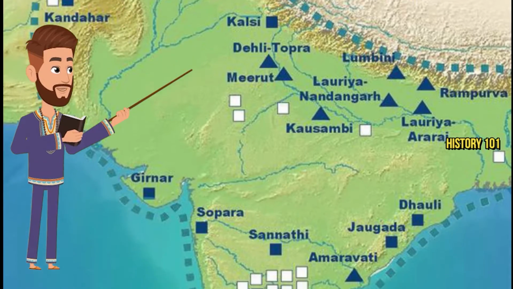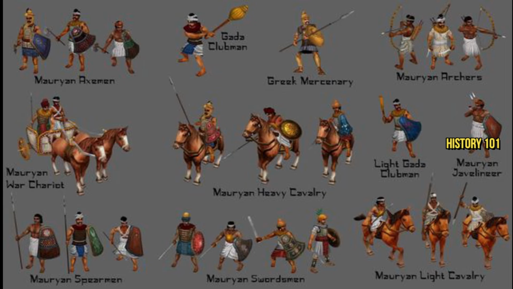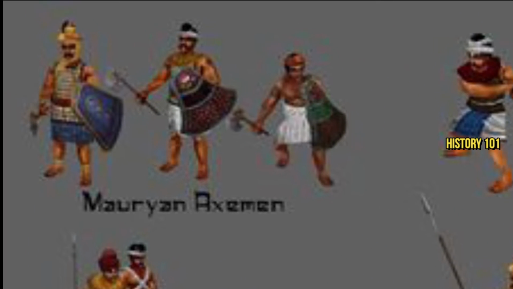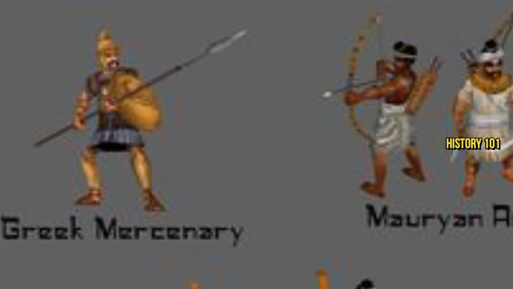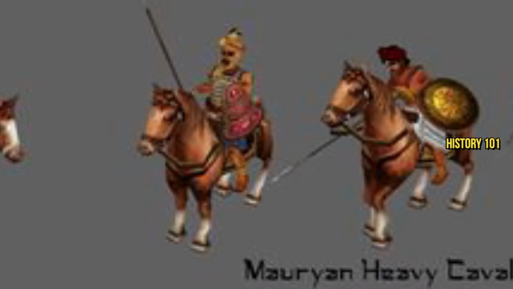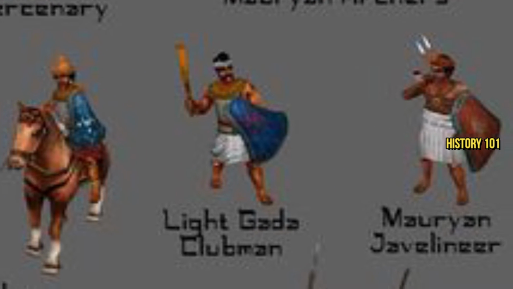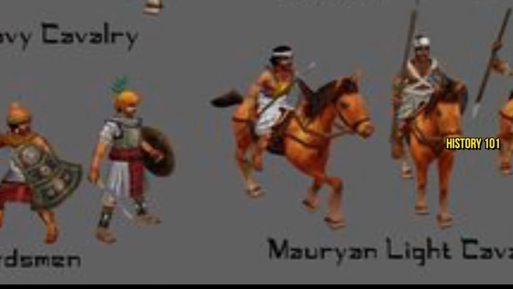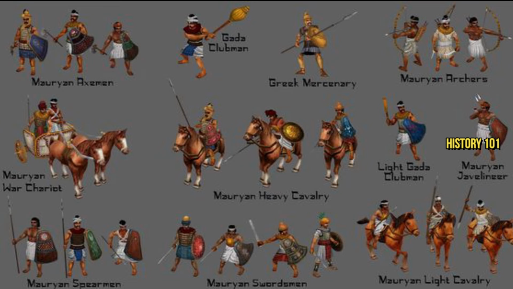He established dharmashalas and hospitals and banned animal slaughter for consumption. One of the largest armies at that time, Ashoka the Great's army consisted of Mauryan axemen, clubmen, Greek mercenaries, Mauryan archers, war chariots, heavy cavalry, light Gada clubmen, javelineers, spearmen, swordsmen, and light cavalry. Ashoka conquered most of India with the help of his vast army.